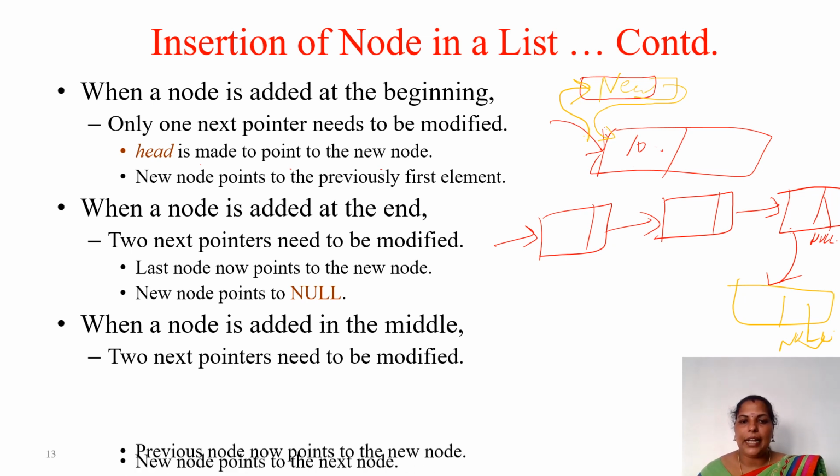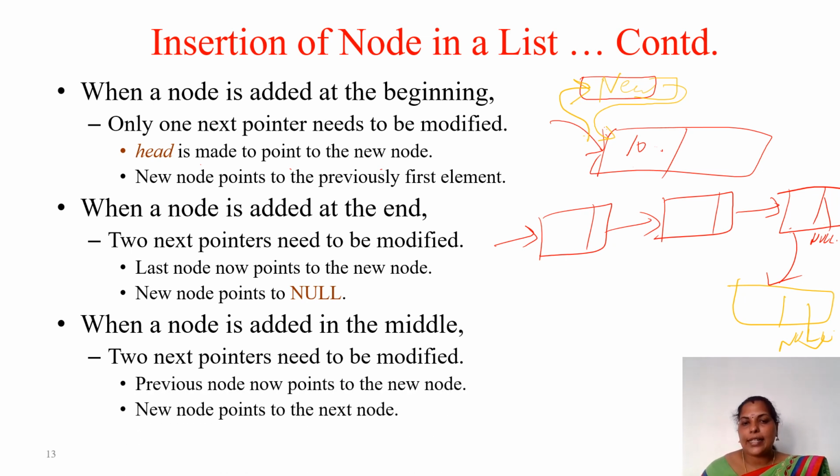And if it is in the middle, two next pointers need to be modified. What are the two next pointers? I want to insert between this node and this node. At that time, the previous node now points to the new node. This is the previous node and this is the next node, right? So the previous node points to the new node, and the new node points to the next node.